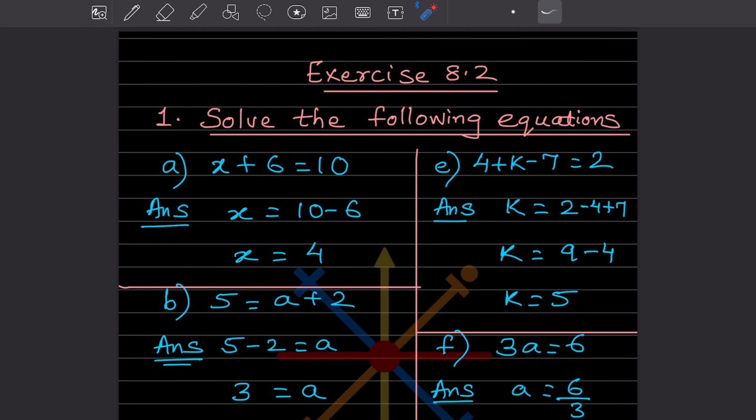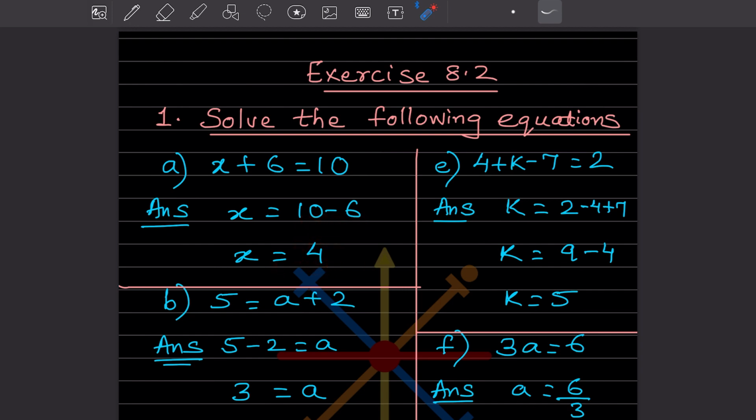Now see here, this is the left hand side and this is the right hand side. So x we will keep on the left side itself, and plus 6 we'll take to the right. Okay, so 10 is already on the right hand side. So if we take plus 6 to the right hand side, what do we get? 10 minus 6. Got it? This is the first step. When you solve 10 minus 6, it is going to be 4. So the value of x is 4.